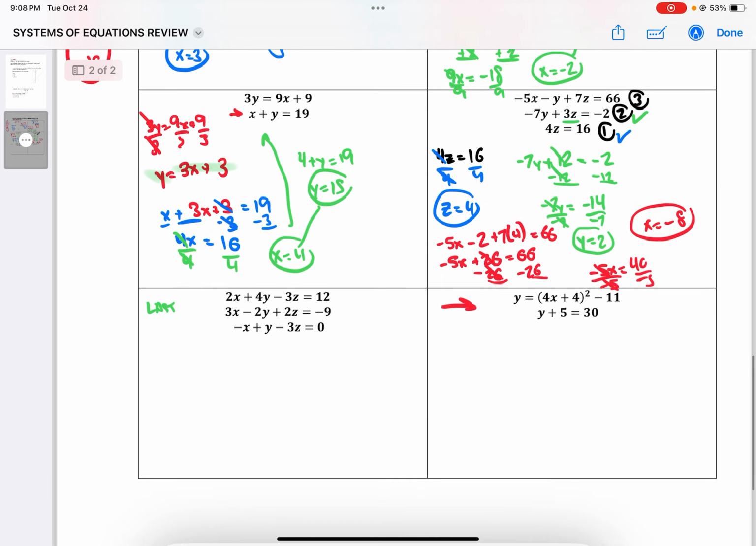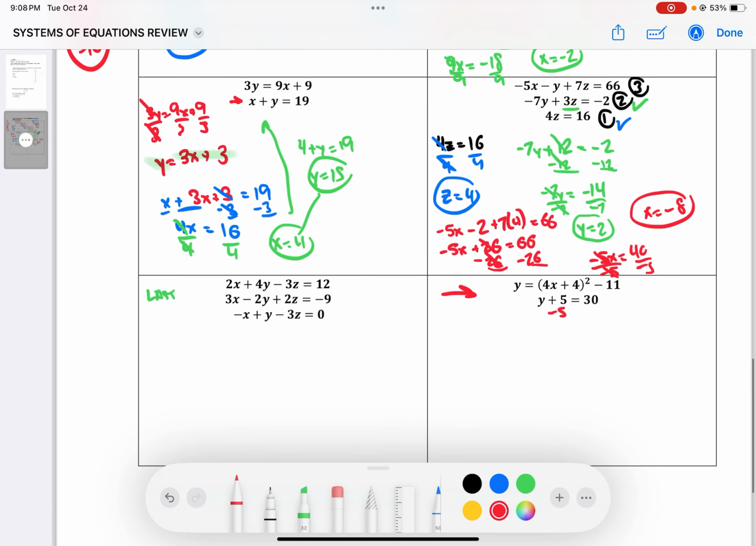I can very easily find out what y is by taking away 5 from both sides. So y equals 25. And then, well, now that I know that y is 25, I can plug that back in for y and solve for x. Okay, and I will do that in green. So 25 equals 4x plus 4 squared, minus 11. And now it's a little bit of review of solving these kinds of equations that may be raised to a power.